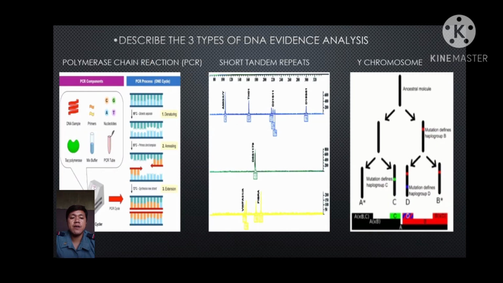And the last is to describe the 3 types of DNA evidence analysis. Number 1, polymerase chain reaction or PCR. Polymerase chain reaction or PCR is a method widely used to rapidly make millions to billions of copies of a specific DNA sample, allowing scientists to take a very small sample of DNA and amplify it to a large enough amount to study in detail.